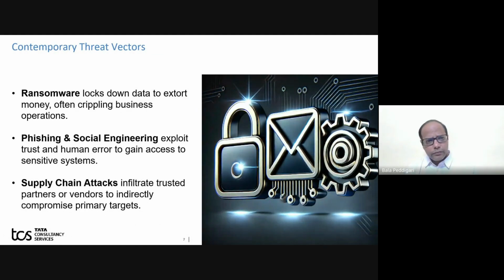But is that enough? You also need to understand the threat vectors associated. Probably you might have heard about these terms: ransomware, phishing and social engineering, and supply chain attacks. I hope you have heard about them. If you have not, we'll try to touch upon them. These are some of the common methods used by cyber criminals to attack computer systems, steal data, and disrupt operations, and they have their unique tactics, targets, and different consequences.